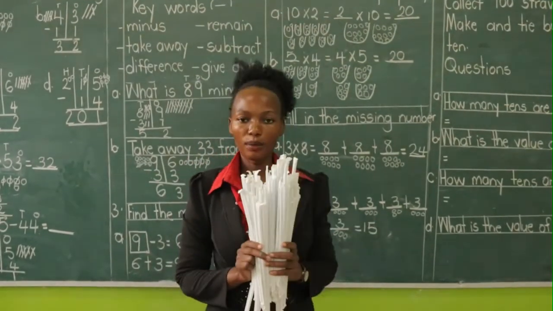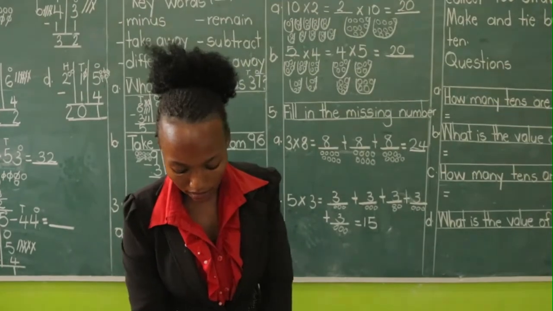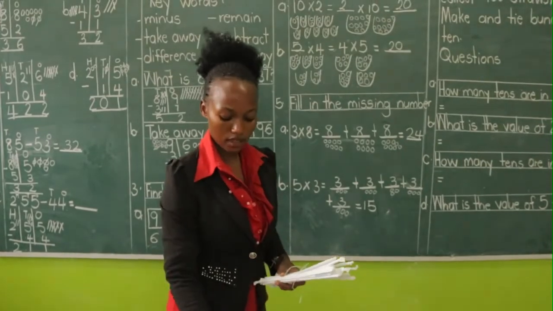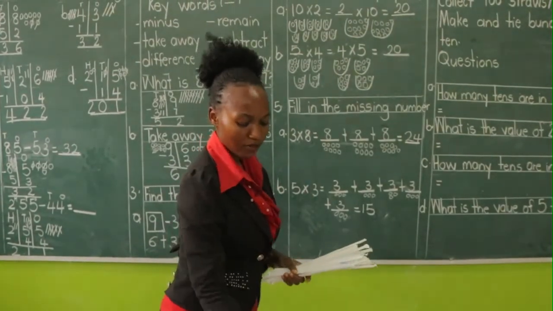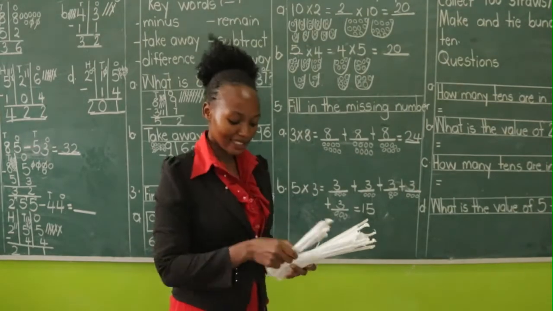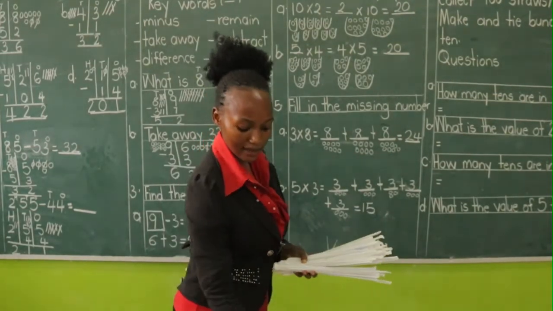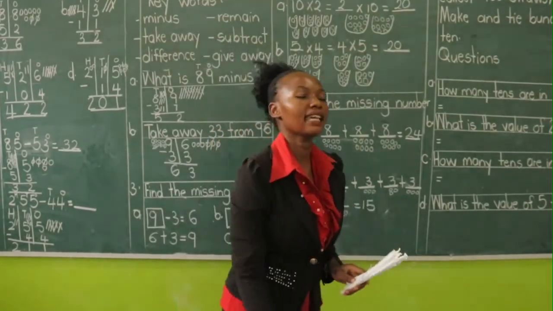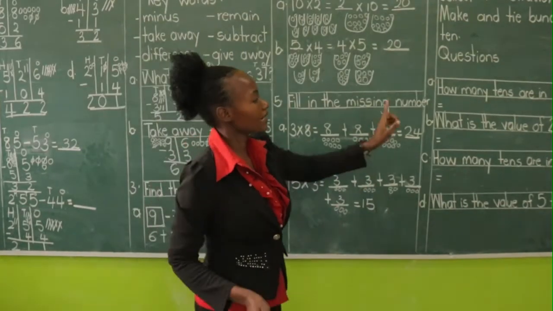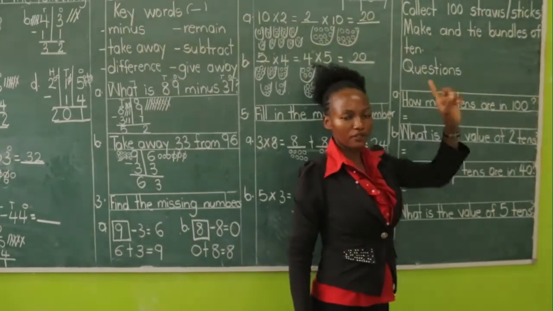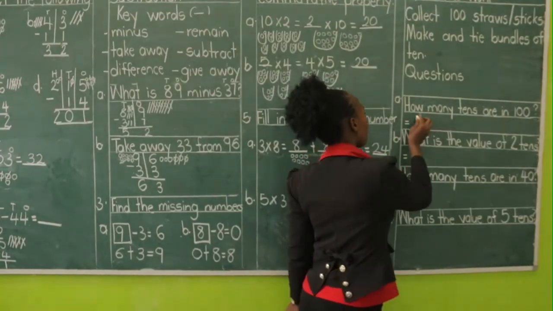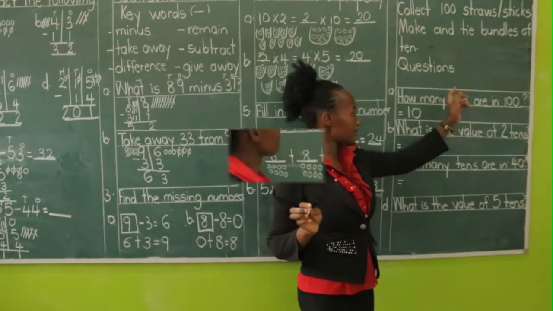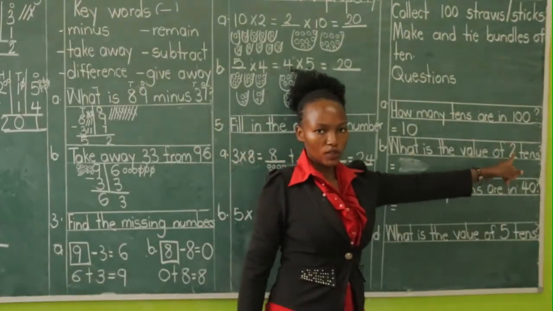Now let's count and see how many tens are in 100. Now I'm counting the bundles. 1 ten, 2 tens, 3 tens, 4 tens, 5 tens, 6 tens, 7 tens, 8 tens, 9 tens, and 10 tens. These are our tens. It means that in 100 we've got 10 tens. Now our answer here is going to be 10. How many tens are in 100? They are 10.